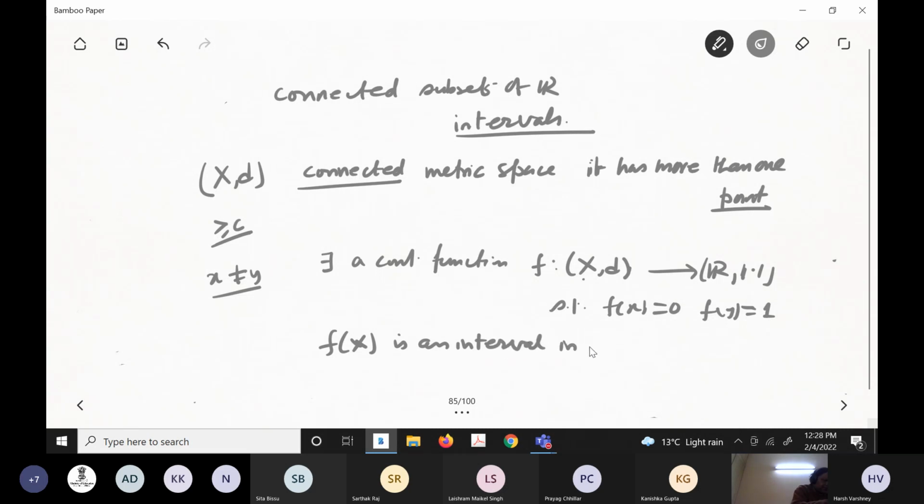in R. But what is the definition of interval? That 0 and 1 is here. So that means the entire interval will be a subset of this. Right? But this has cardinality C. So its cardinality has to be greater than or equal to C.